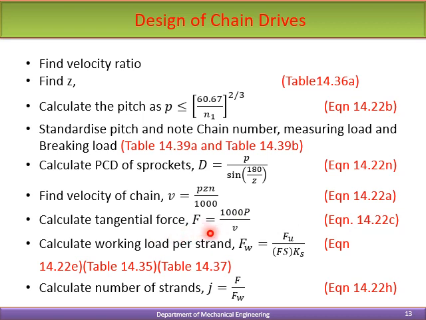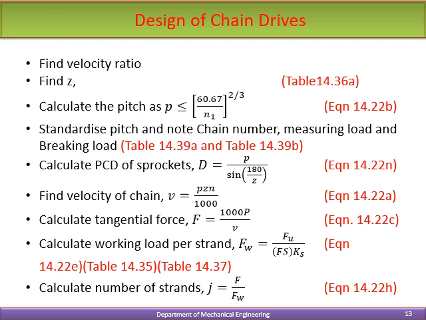Then calculate the working load per strand FW. FW is equal to FU by Fs into Ks, where you can find the value of FU from the third step, where you obtained it using this table. I told you, the breaking or ultimate load FU you can obtain from this step. And Ks is the service factor that is available in table 14.35. Then the factor of safety, table 14.37, that you can find.